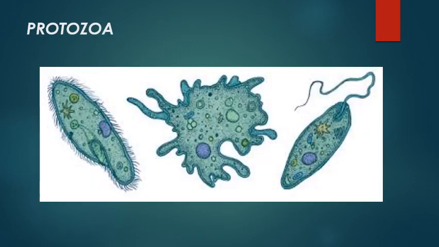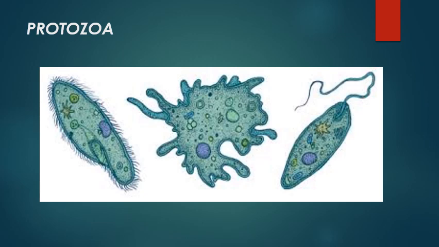Protozoa. Protozoa are single-celled organisms. It means they are unicellular. Their whole body is made up of one cell only. Most of them can be seen only under a microscope. So we can say that they are microscopic. They are found in water as well as damp places.